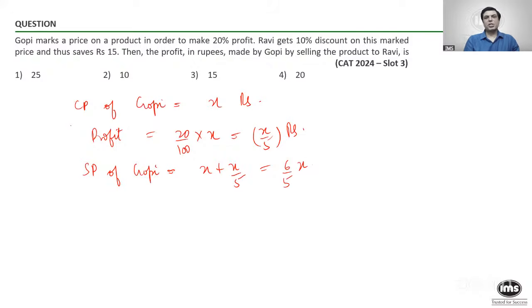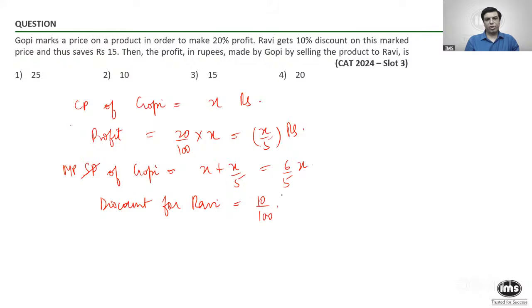Now Ravi gets 10% discount on this marked price. So basically, this is not the selling price. This is the marked price. It says Gopi marks a price at 20% profit. So this is the marked price of Gopi. Okay, now on this marked price, Ravi is getting 10% discount. So let us calculate how much is the discount for Ravi. So it will be nothing but 10% of this value.